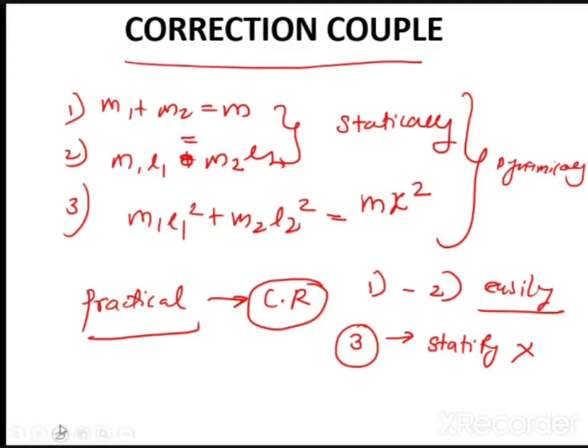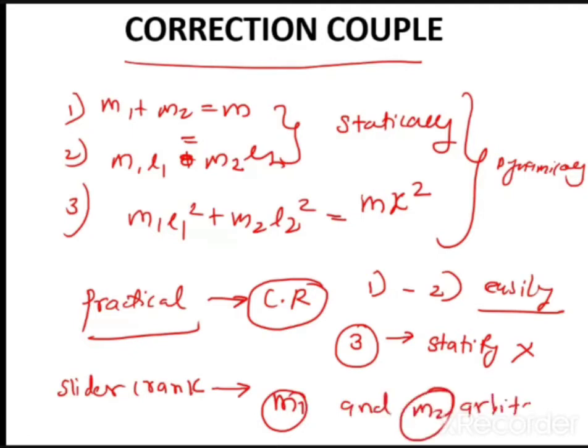Basically, I will try to explain. I have to satisfy all the three conditions, but in a practical case, for example, the connecting rod. What is the mechanism? Slider crank mechanism. In a slider crank mechanism, we have to select M1 and M2 arbitrarily. Whenever you select M1 and M2 arbitrarily, in a practical case these first two conditions normally get satisfied, but this third condition is not easily satisfied. I will repeat again.